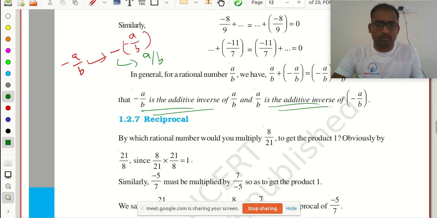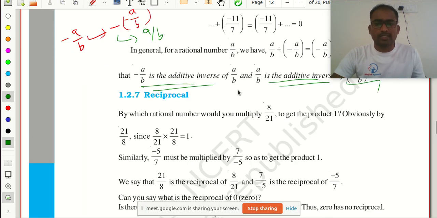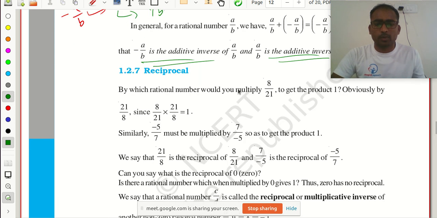Okay. Next we will learn about the reciprocal. What is the reciprocal? The reciprocal of any rational number: if you multiply any rational number with its reciprocal, you will get the product as 1 only.